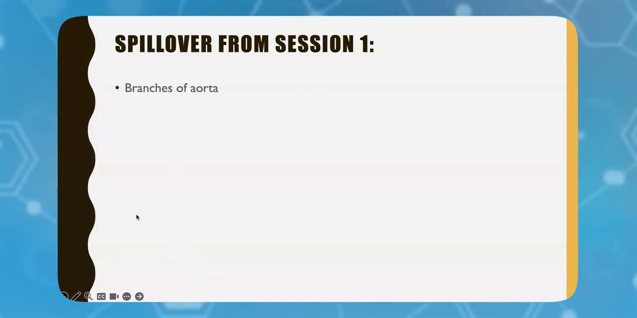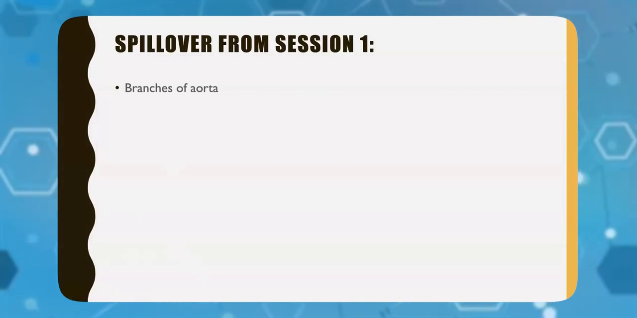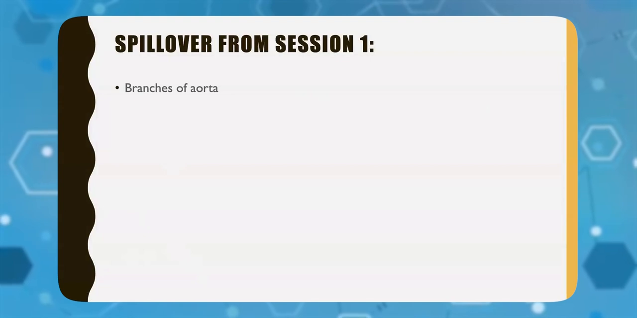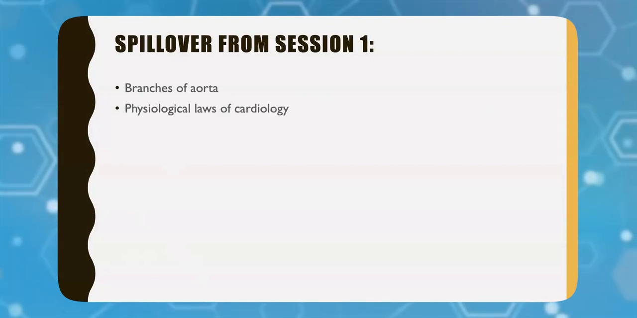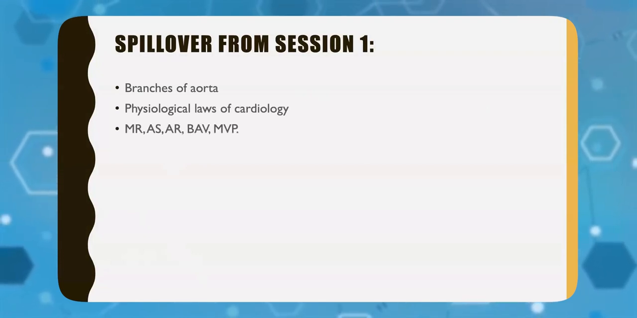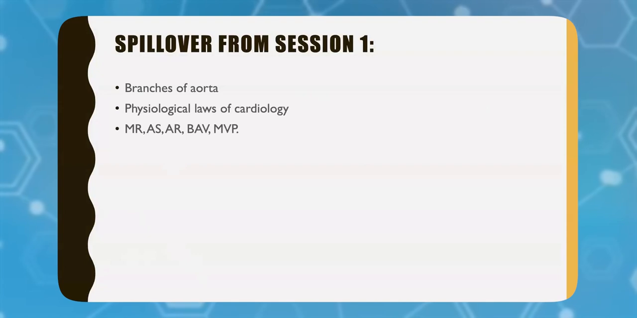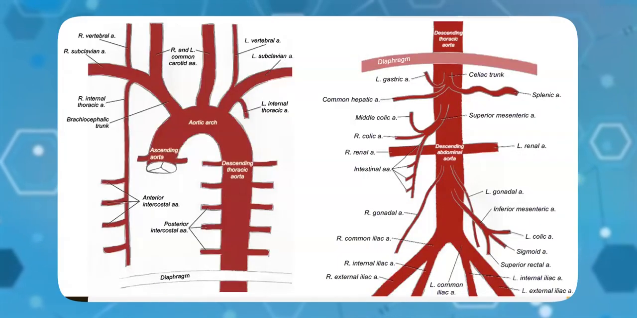So, spillover from session 1, the things that we missed in session 1 from anatomy, physiology, and valvular heart disease perspective. We are going to study branches of the aorta, some of the physiological laws of cardiology, MR, AS, AR, that is the remaining valvular heart disease, RHD, prosthetic heart valves, and infective endocarditis.